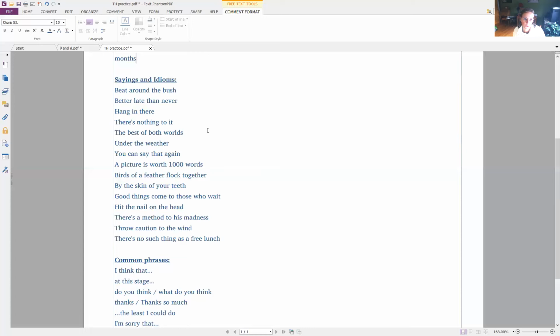Again, use your same hierarchy of speed to make it difficult. Practice it as many times as you need to make it feel comfortable and more fluid. Under the weather. The weather. Under the weather. You can say that again. A picture is worth 1,000 words. The picture is worth 1,000 words.